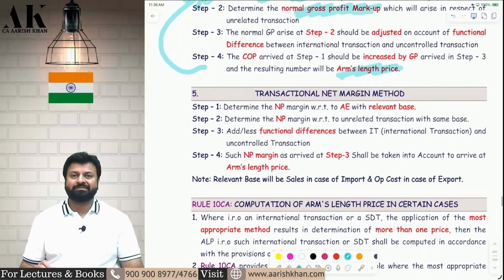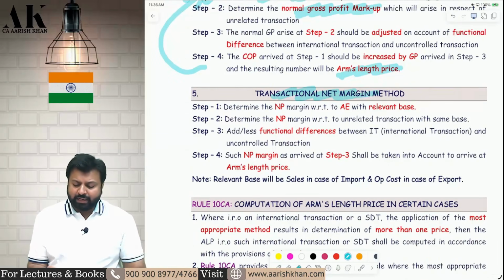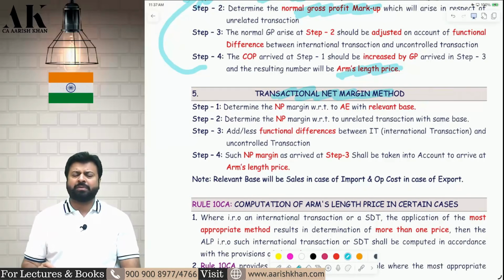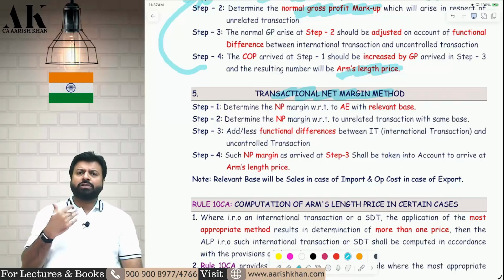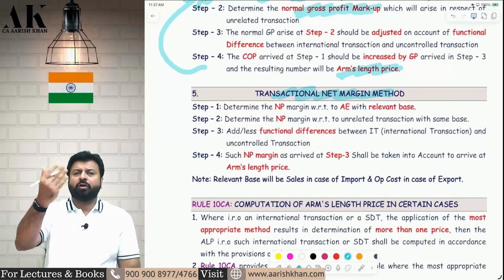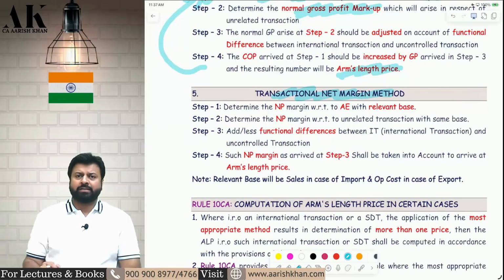Transactional net margin method. What is transactional net margin method, sir? In practical life, maximum people use this method only as their transfer pricing method. Here also there are 2 parties. One transaction I am doing with my associate enterprise, another transaction I am doing with my third party. You need to find out the margin of your transaction and the margin of the third party transaction. The margin can be net profit upon sale, or net profit upon cost.